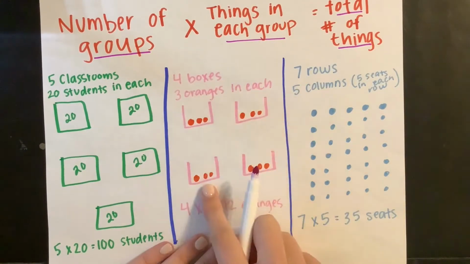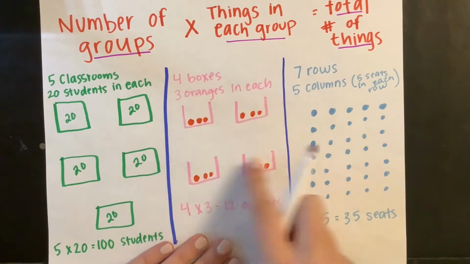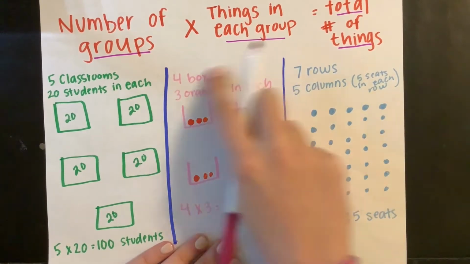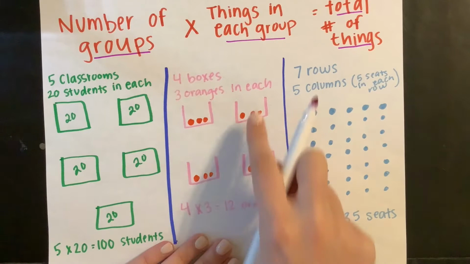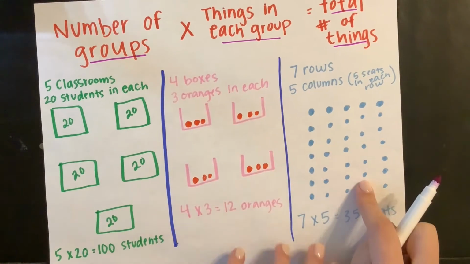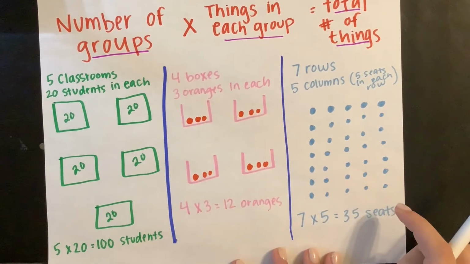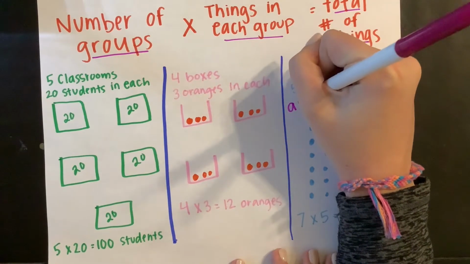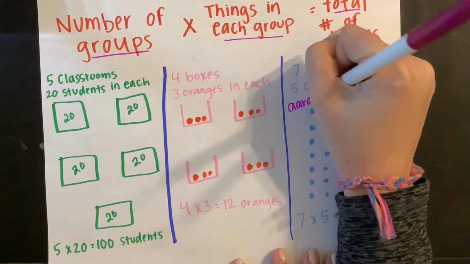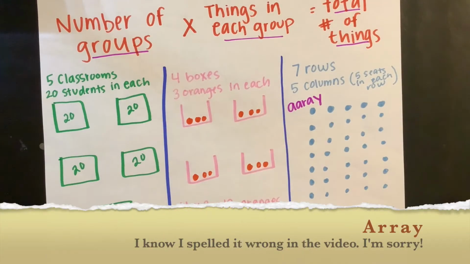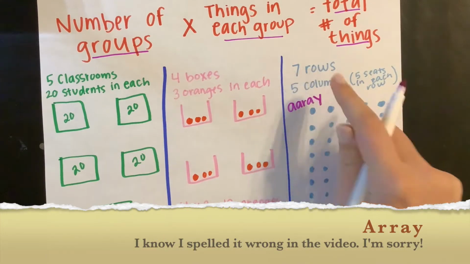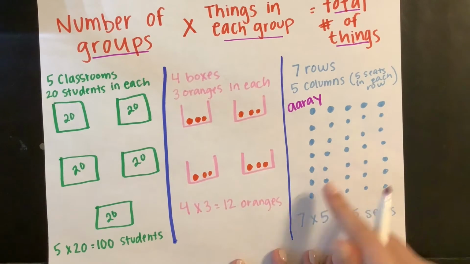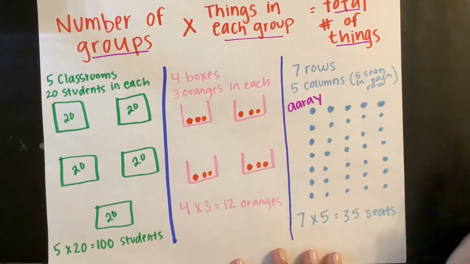Same thing here as well. We have 4 boxes. We have things in each of those boxes. So we multiply, and it tells us the total number of those things that we have. This looks a little bit different, but maybe you're familiar with this. This is actually called an array. Have you ever heard this word? An array. So an array says that we can have rows and columns, and I can figure out how many total there are by multiplying.